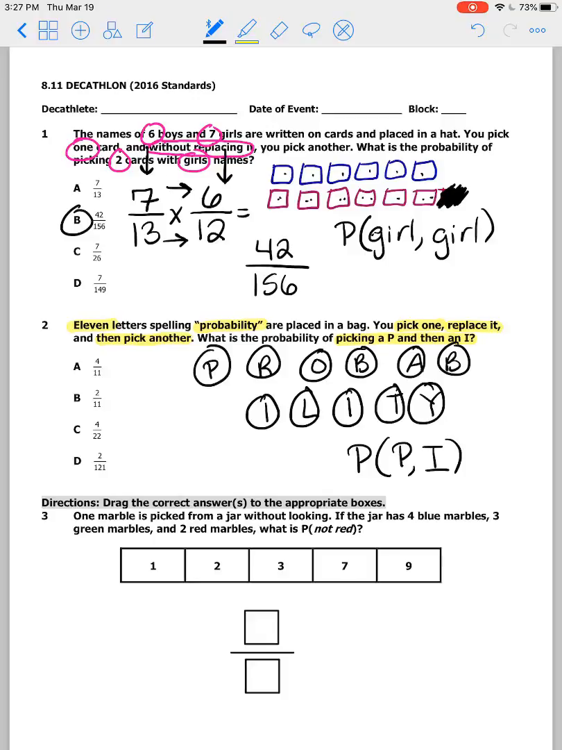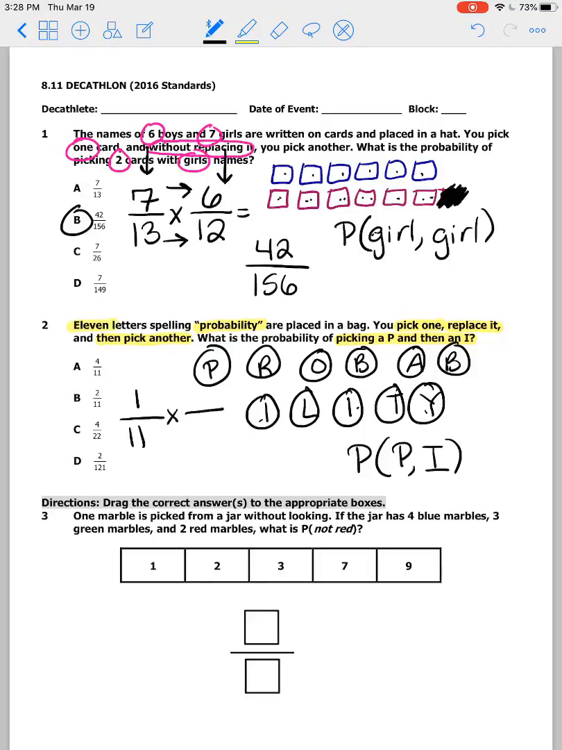So first we need to find the probability of choosing a P. So our desired outcome is P, and there is 1 of them, just 1. And then we need our total outcomes, which is 1, 2, 3, 4, 5, 6, 7, 8, 9, 10, 11 letters. So the probability of choosing a P is 1 out of 11. Now, since we are finding the probability of one thing and then another, we multiply.